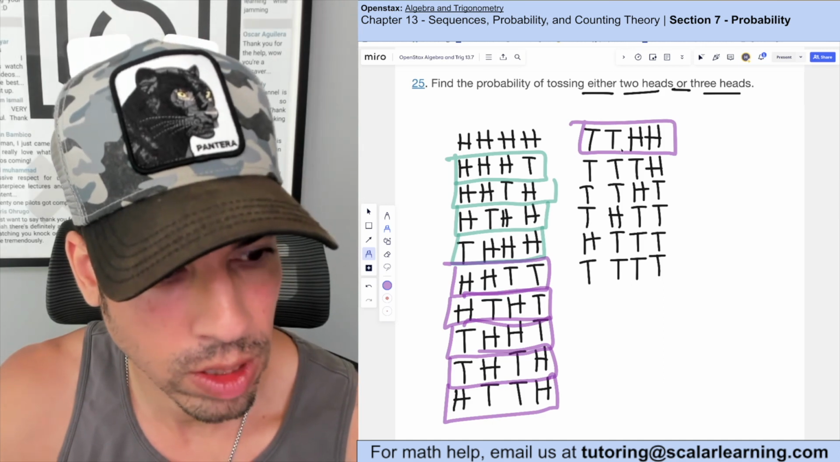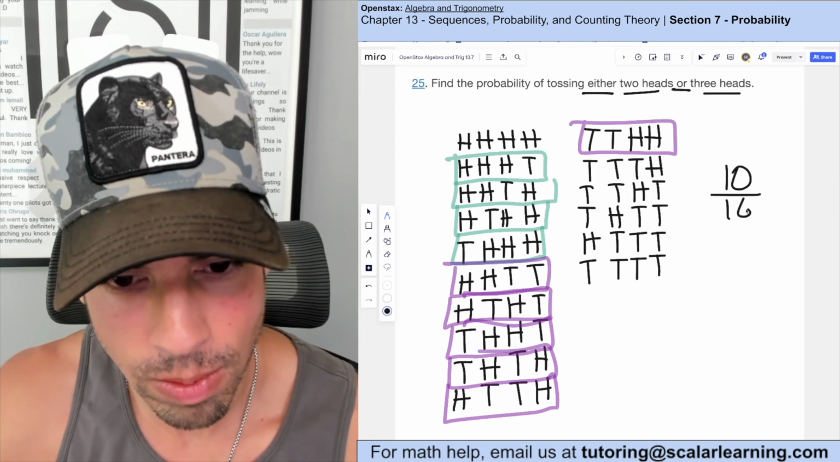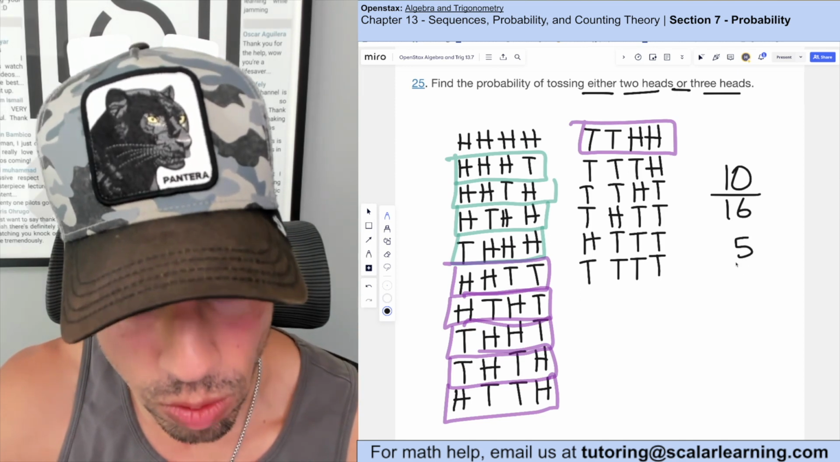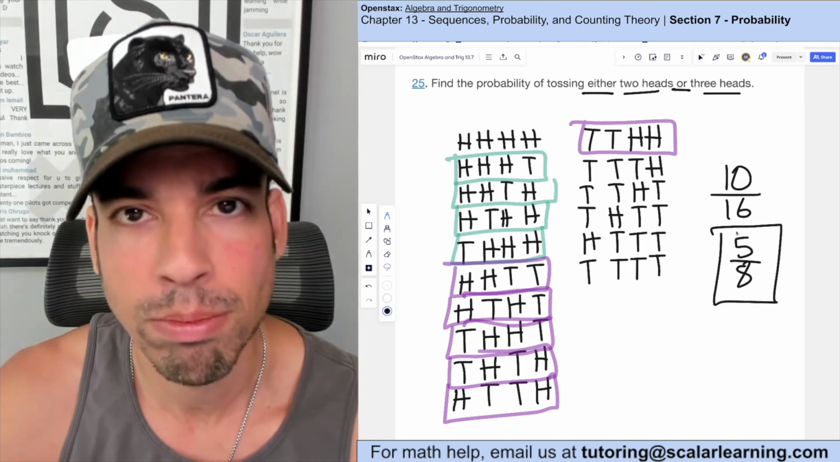So in total, we've done 6 plus 4, which is 10, out of the total of 16. So we got 10 out of 16, and that reduces to 5 out of 8. So there's my probability of getting 2 or 3 heads, 5 out of 8, boom, done.